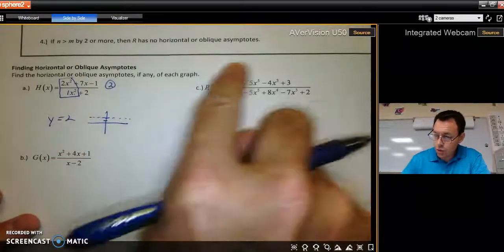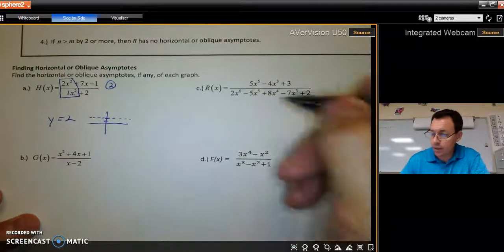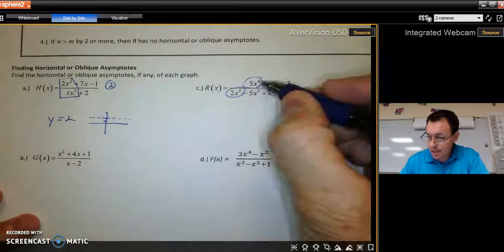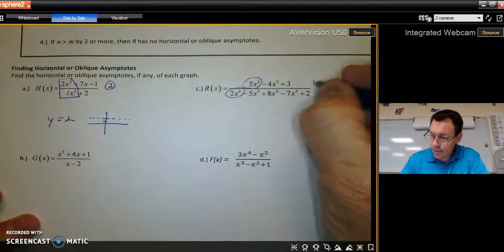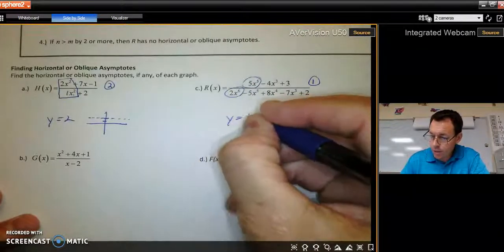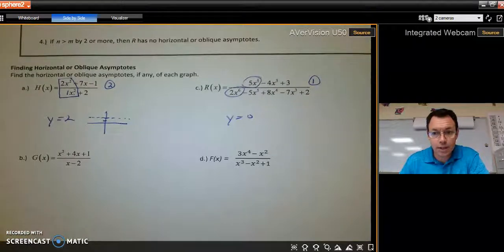Okay, look at C. Look at this huge rational function I created. But if you look at the first terms, you'll see this is x to the 5th, this is x to the 6th. That's rule 1. It says if this is smaller than that, then y equals 0 is a horizontal asymptote. And you're done. That's it. That's the only rule.